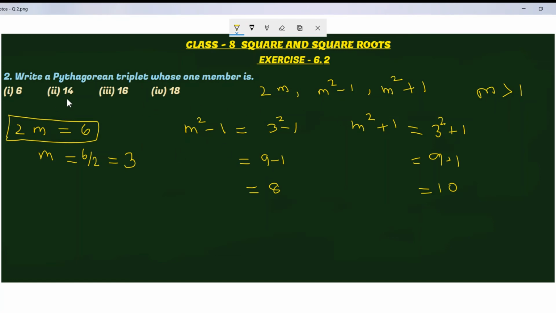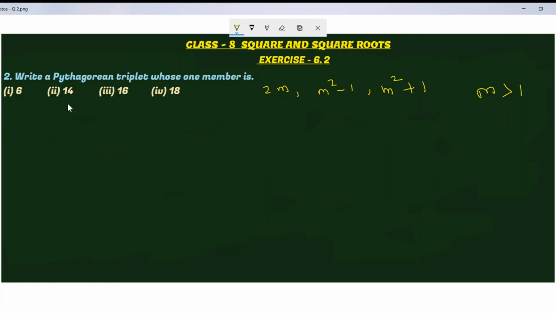Let's move on to the second part. In the second part also we can take 2m is 14, because it is an even number. If the given number is an even number, you can directly take 2m is equivalent to 14. That means this part is the given number. Then you can find the rest of the two numbers. If the given number is odd, then you need to think what we have to take, this one or this one.